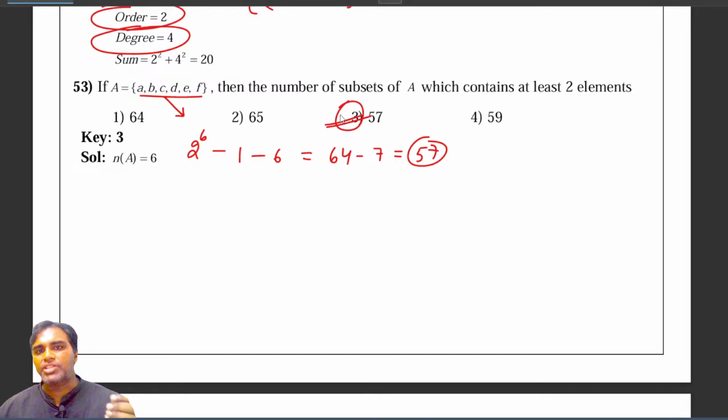Minimum 2 elements I need in my subset. So I don't want the one which has no elements, that is 1. And I don't want the ones which have single elements, that is 6 singleton sets. So 6 plus 1, 7. 7 you will remove from all the possible subsets, you will get 57.